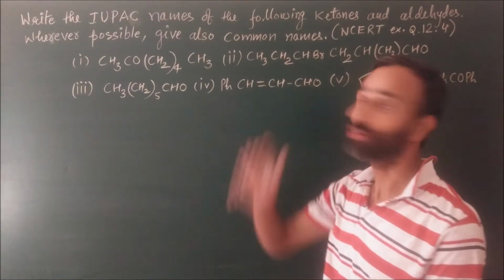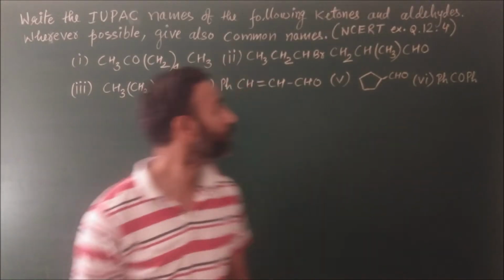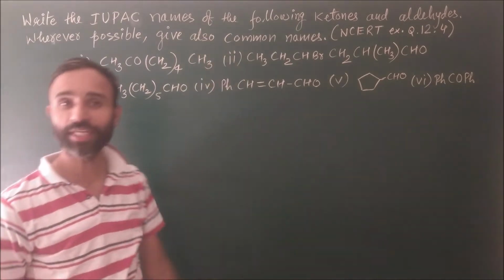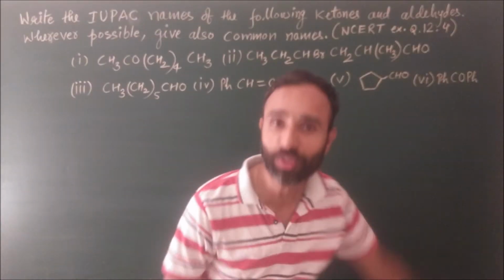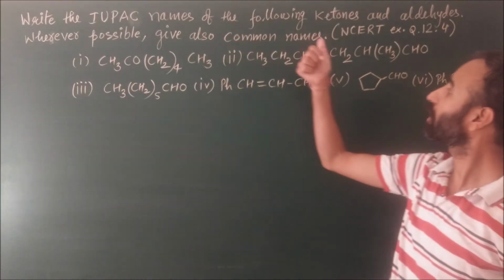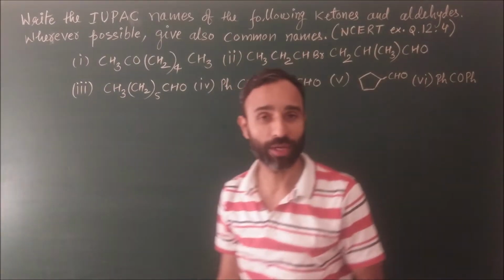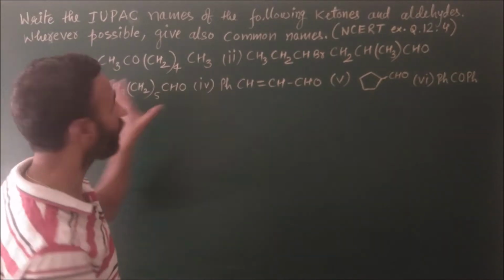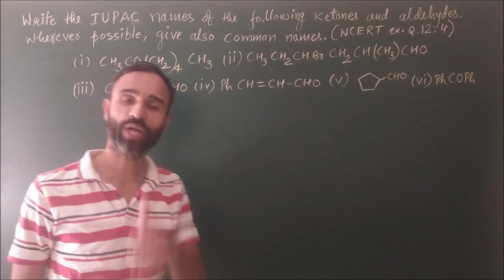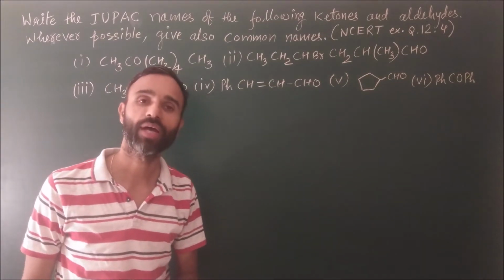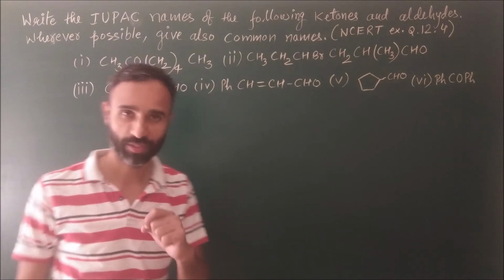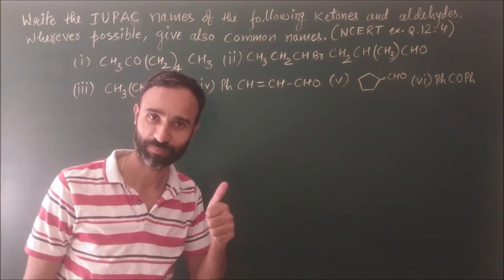Today we have a question from NCERT, question 12.4. What is the question? Write the IUPAC names of the following ketones and aldehydes, and whenever possible give the common names as well. These are 6 structures given to us and we have to write the IUPAC name and common name if it is possible. So let us start with the first one.